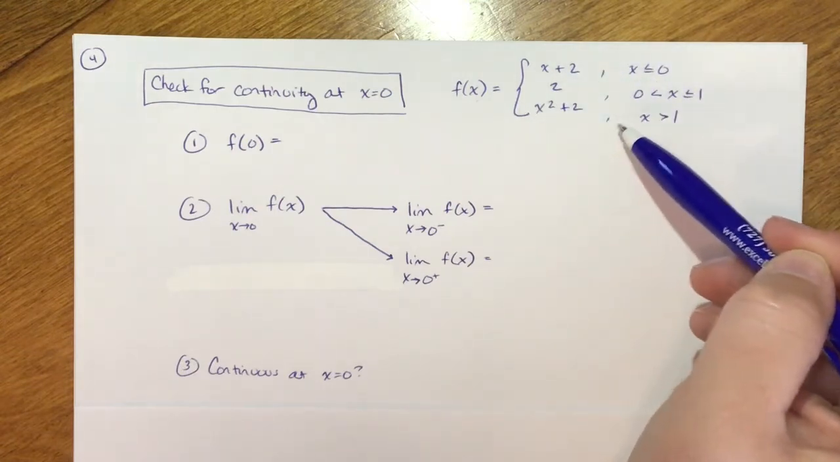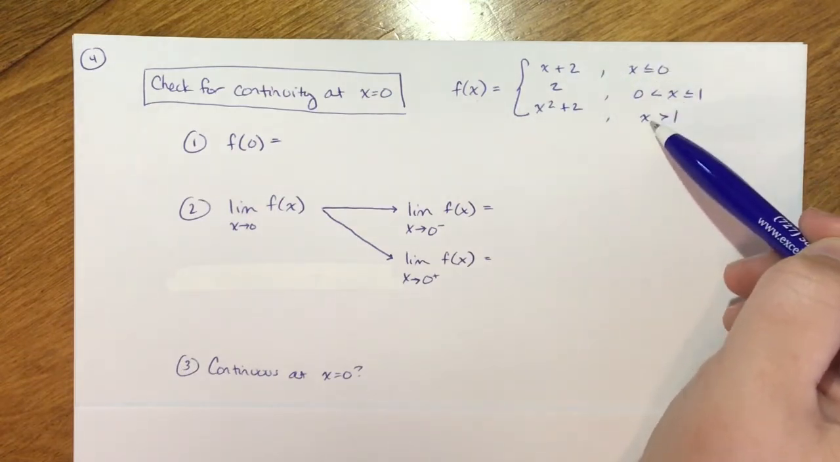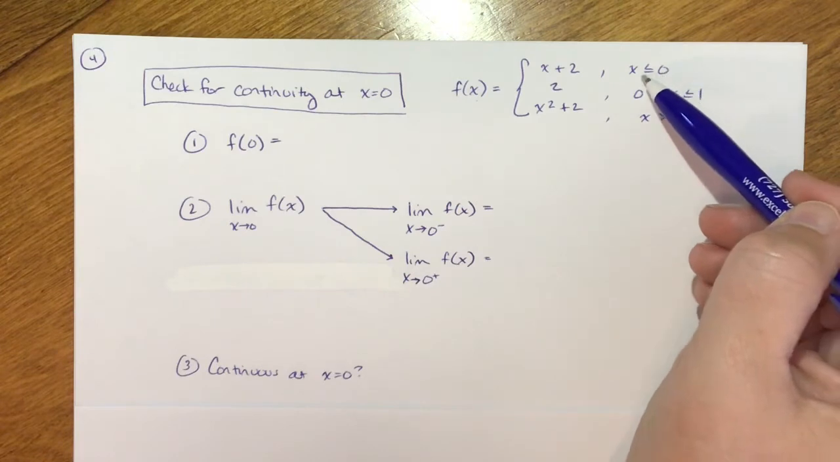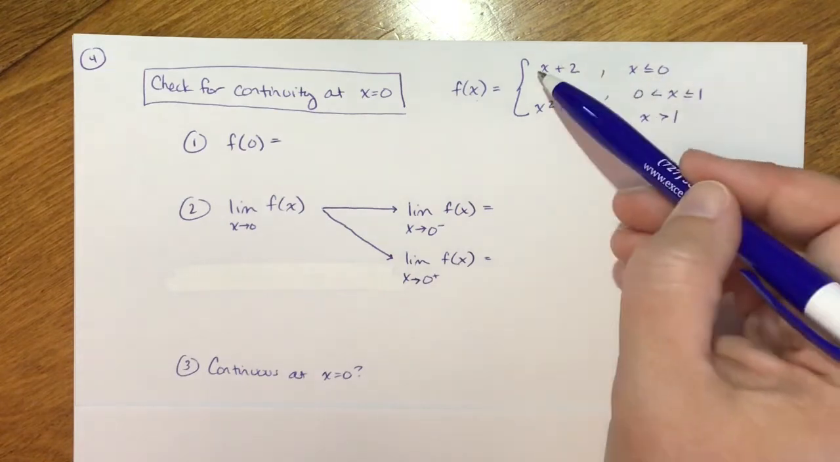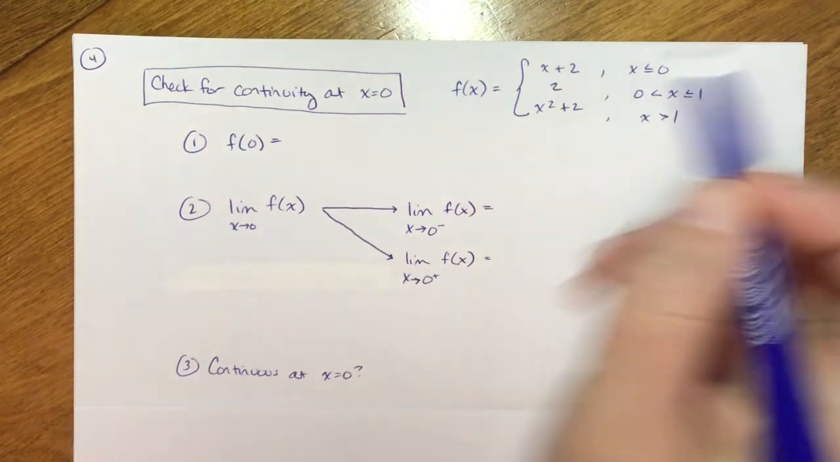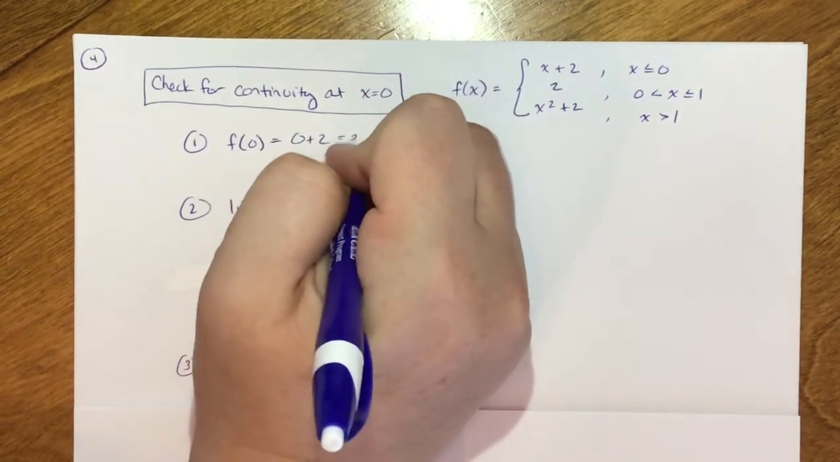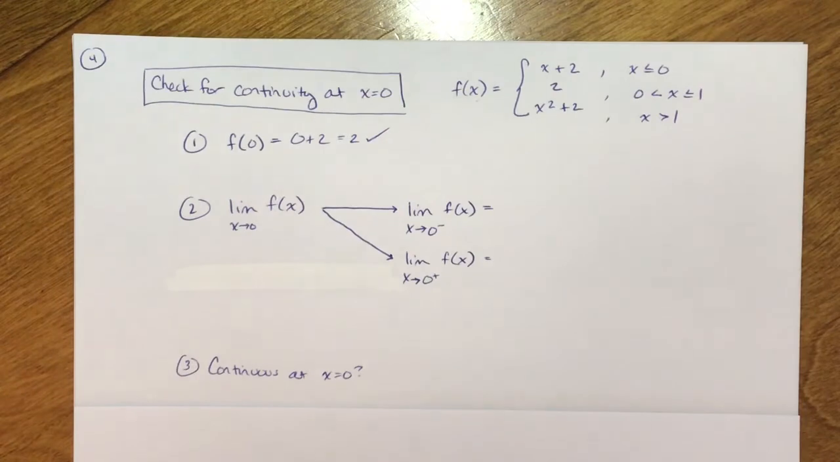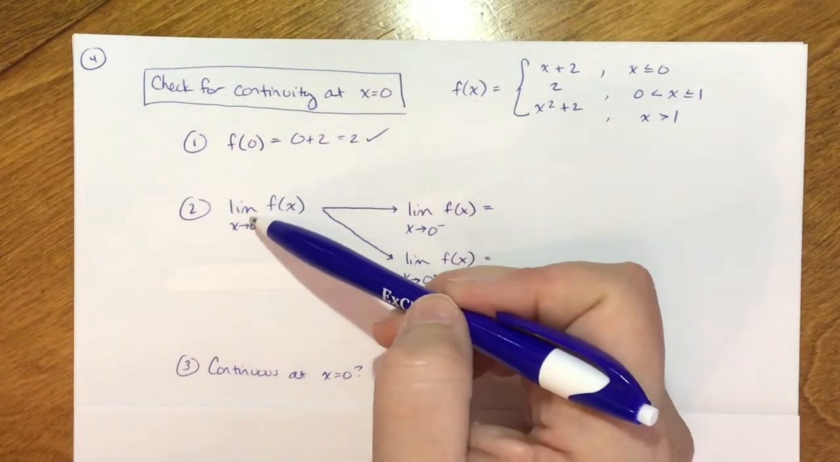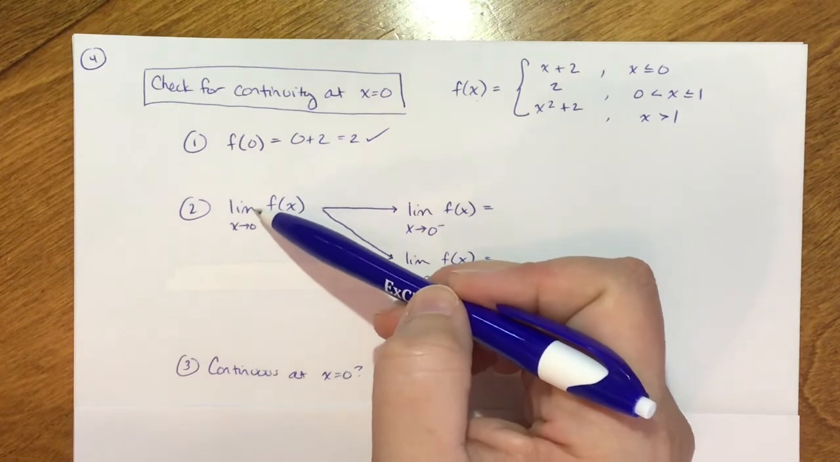Now I want to think, which piece of the function am I on where x equals 0? X equals 0 is in here, right? X is less than or equal to 0. It's included right here. So I'm plugging in right here, 0 plus 2. So the function is defined at 0. It has a function value of 2. Now, is the limit, does the limit exist?